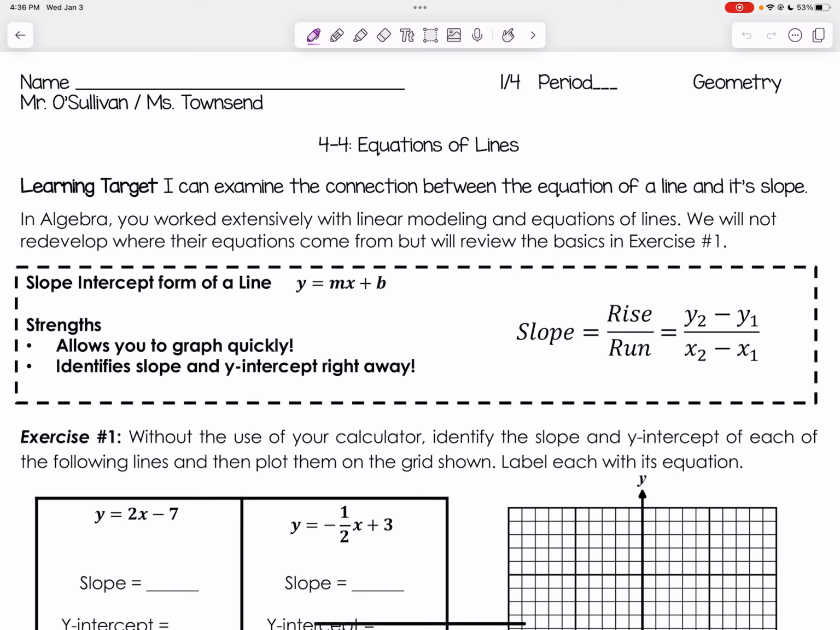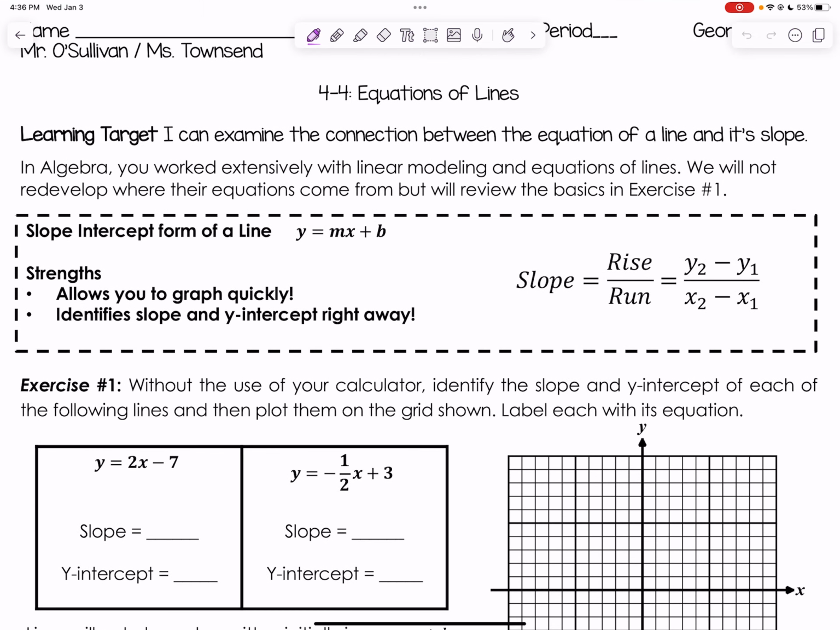In algebra, whether it be with me or your old school or wherever you took algebra, you worked a lot with linear modeling and equations of lines. We're not going to go over where those equations came from, but we're going to go over the basics in our first exercise. If you remember, the slope-intercept form of a line is y equals mx plus b, where m is your slope and b is your y-intercept.